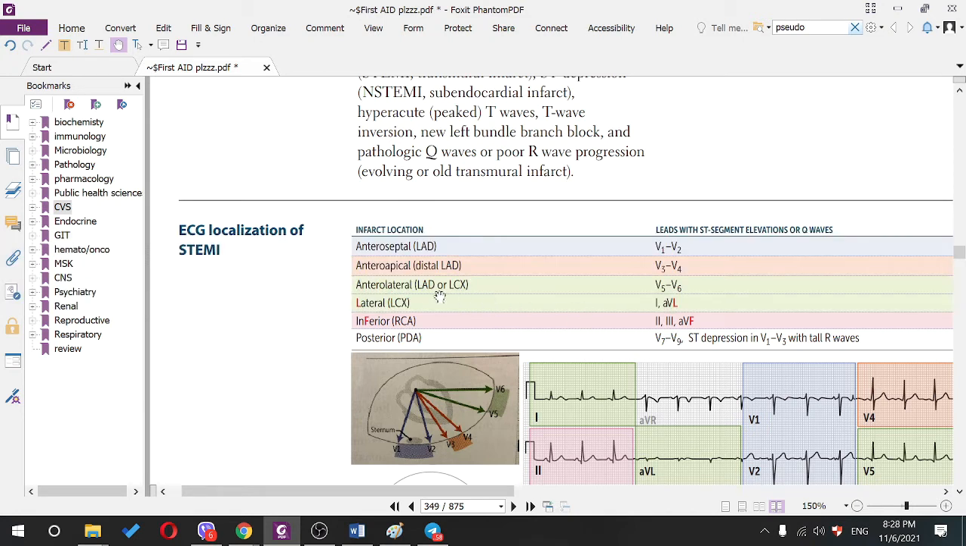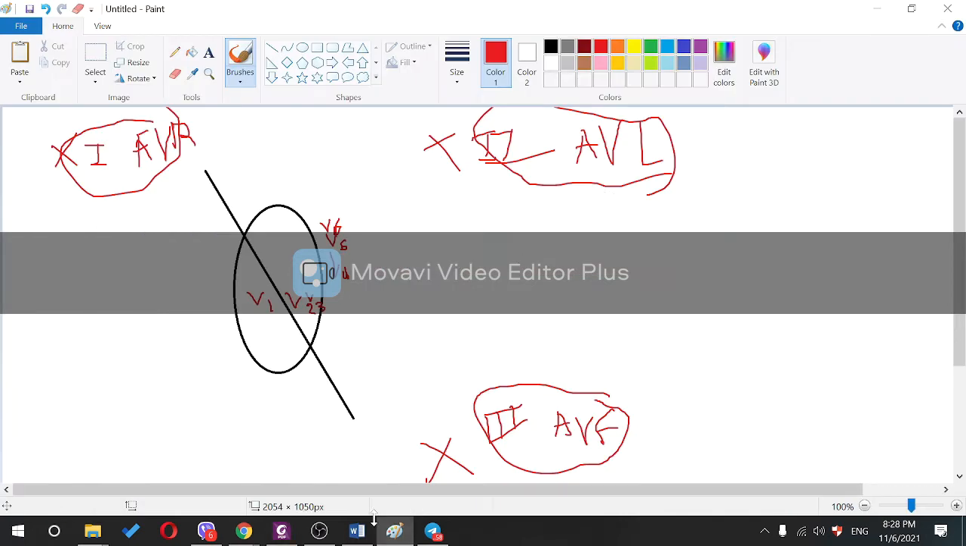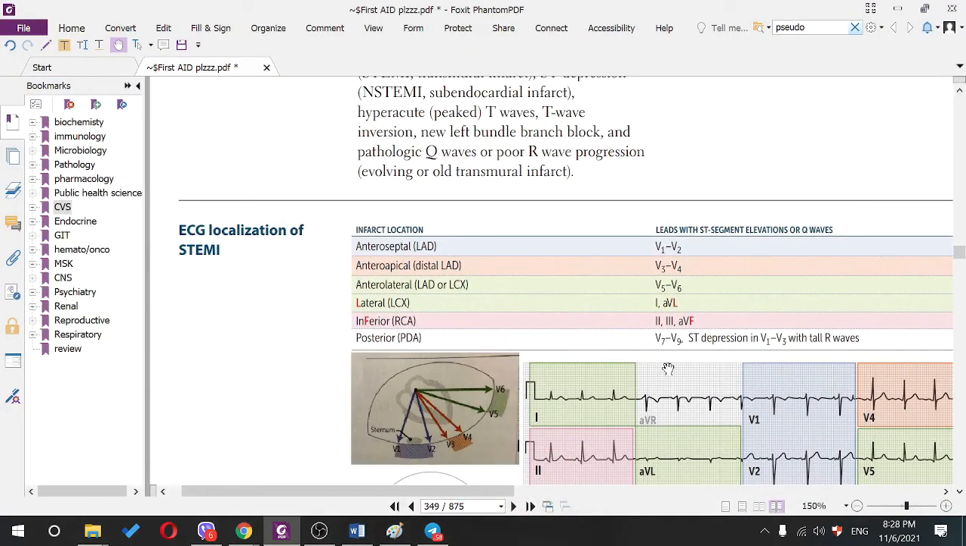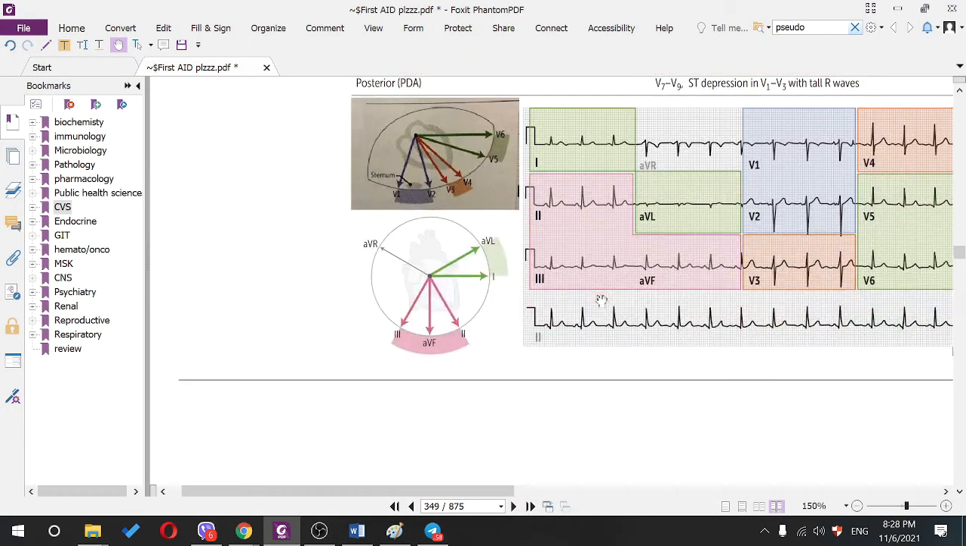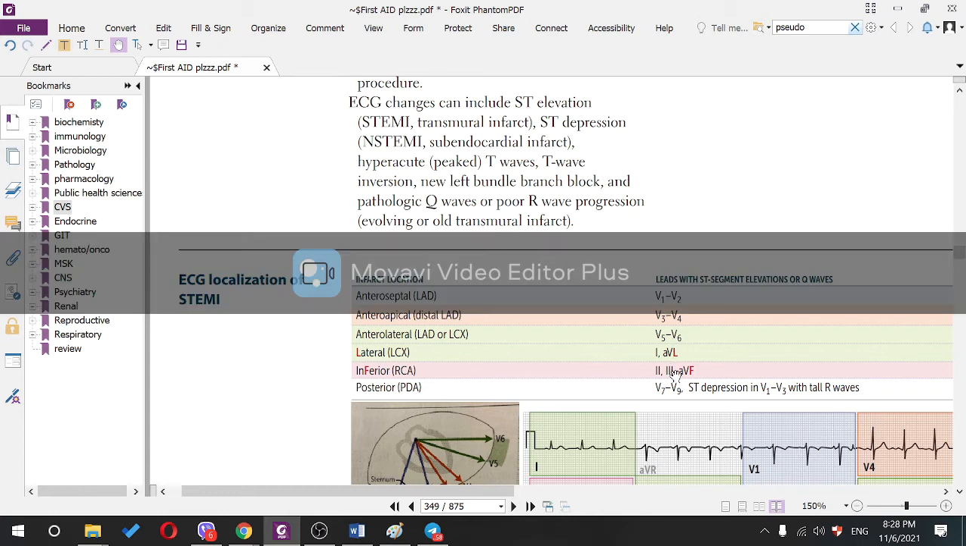Anterolateral and left circumflex, they are looking at the lateral wall. Obviously, so that will be V5, V6, in addition to lead 1 and AVL. Why? 1 AVL, sorry, I made a mistake here. Here is supposed to be 1, here is supposed to be 2. Okay, so 1 AVL, they are located where? They are located here. While if we speak about leads 2, 3, AVF, they are related to the inferior.